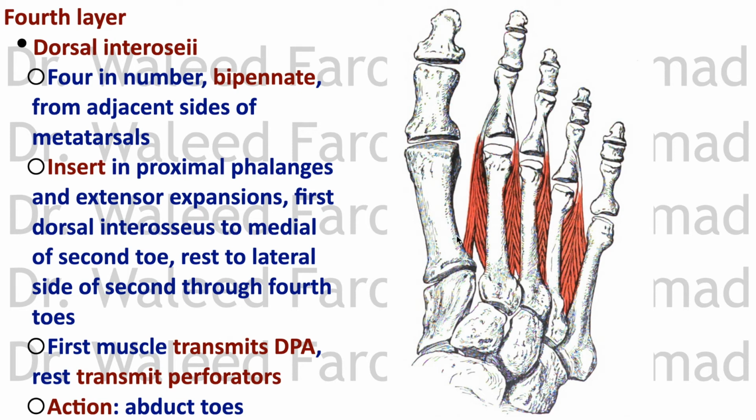Now the first dorsal interosseous transmits the dorsalis pedis artery, as we discussed earlier, and all the interossei transmit the perforators. Remember, there are proximal and distal perforators between the dorsal interosseous arteries and the plantar interosseous arteries. The action: abduct the toes.